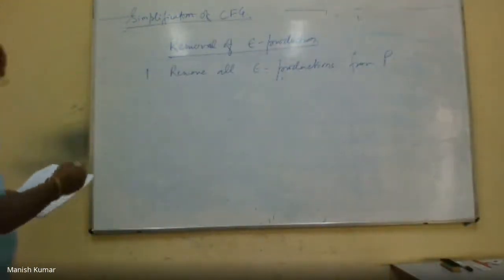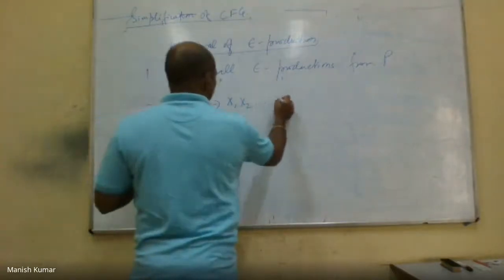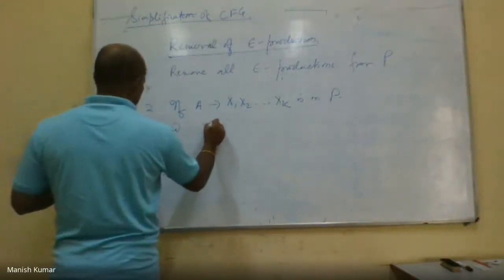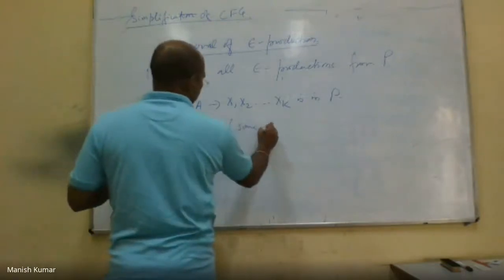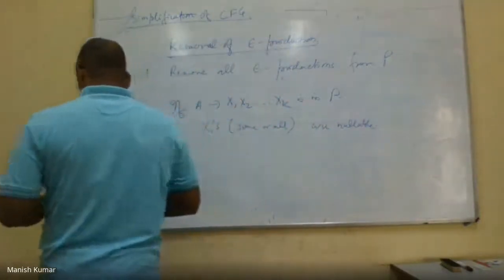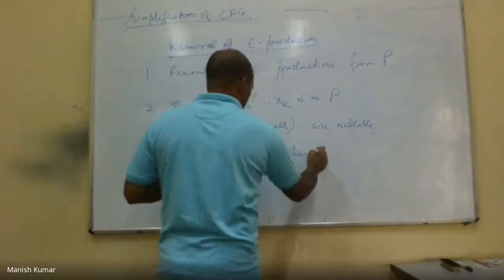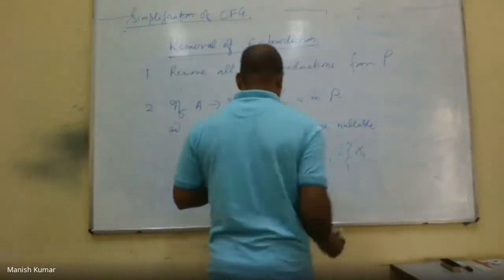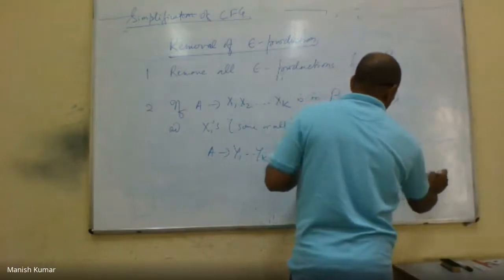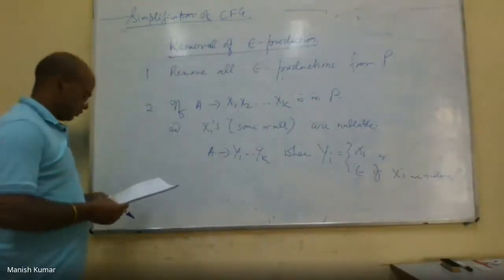So what you mean is simple. Second, if A is x1, x2, ..., xk in P, and some or all of the xi are nullable, then this will go to y1, y2, ..., yk, where yi is xi or epsilon if the xi's are nullable. Obviously, except that A belongs to this.